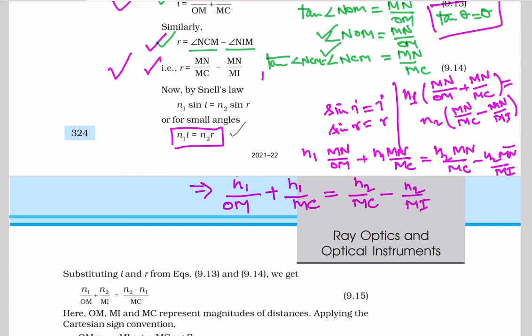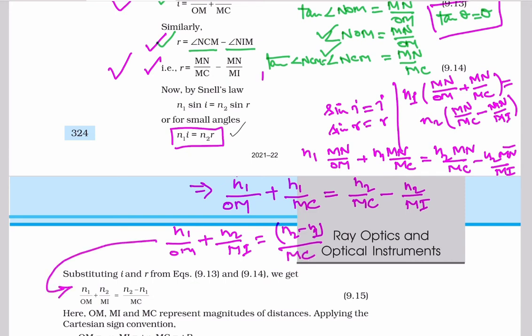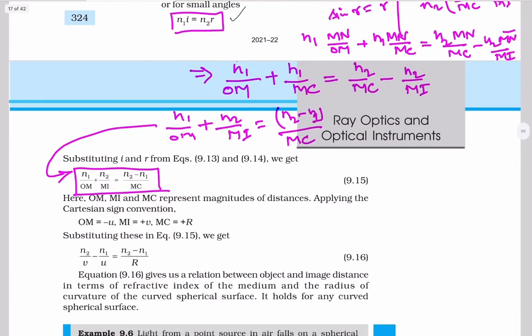Now N1 by Om plus N2 by Mi is equal to N2 minus N1 by Mc. That means we get this value: N1 by Om plus N2 by Mi is equal to N2 minus N1 divided by Mc. So this is the equation for the magnitudes of distances. Now we will apply the sign convention in the Cartesian system.